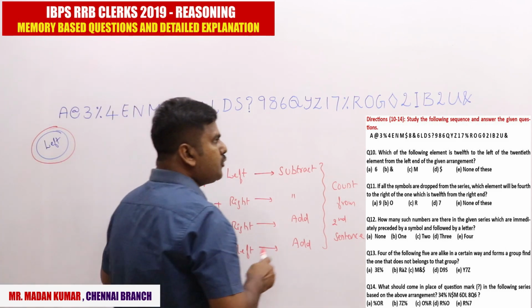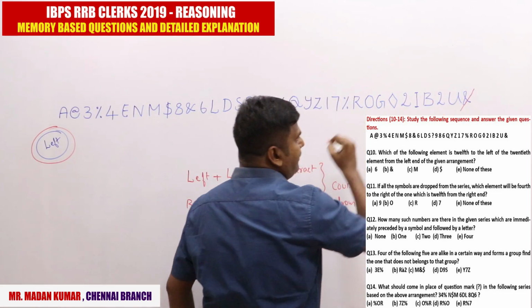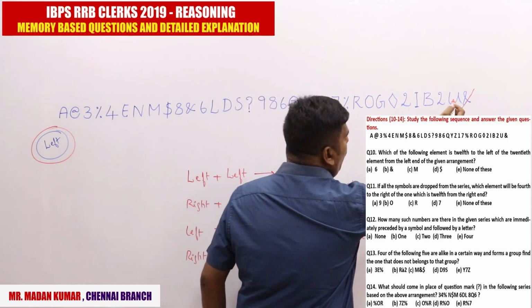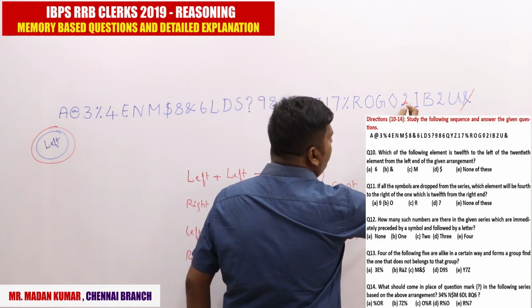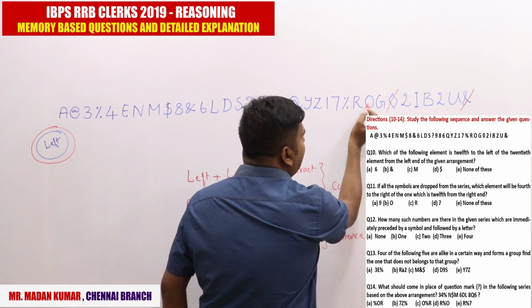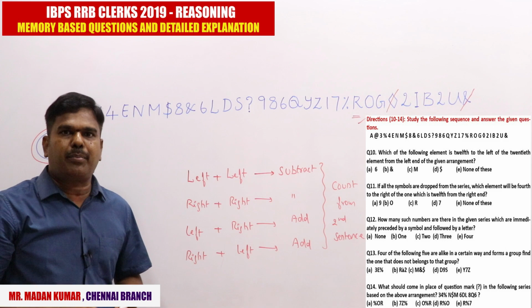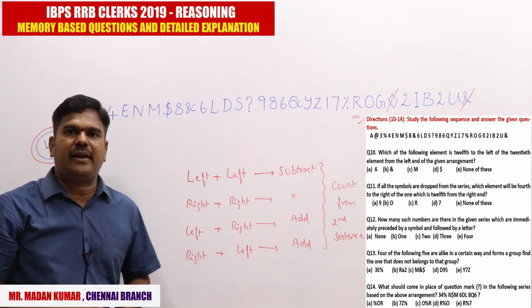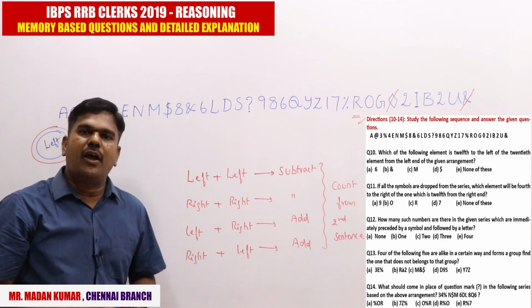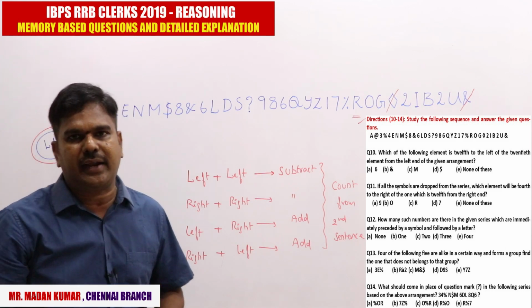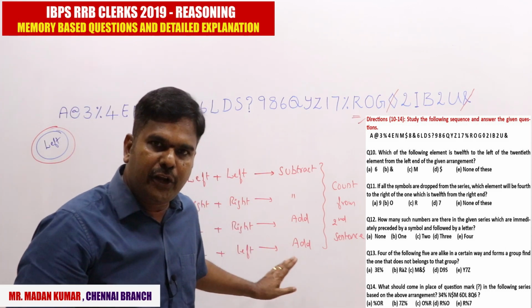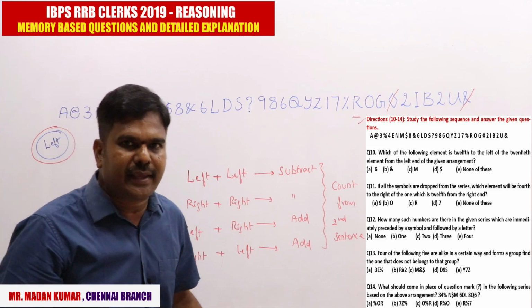Are you clear? So removing the symbols, 1, 2, 3, 4, 5, 6, 7, 8. So R is the answer. This is how we need to solve the problem. When both are left or both are right, we need to subtract. When one is left and one is right, or one is right and one is left, we need to add. We need to count from the second sentence.